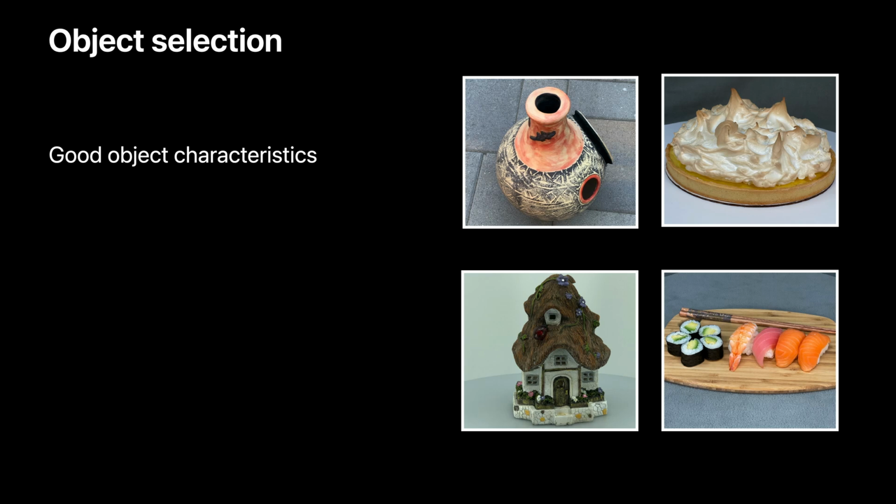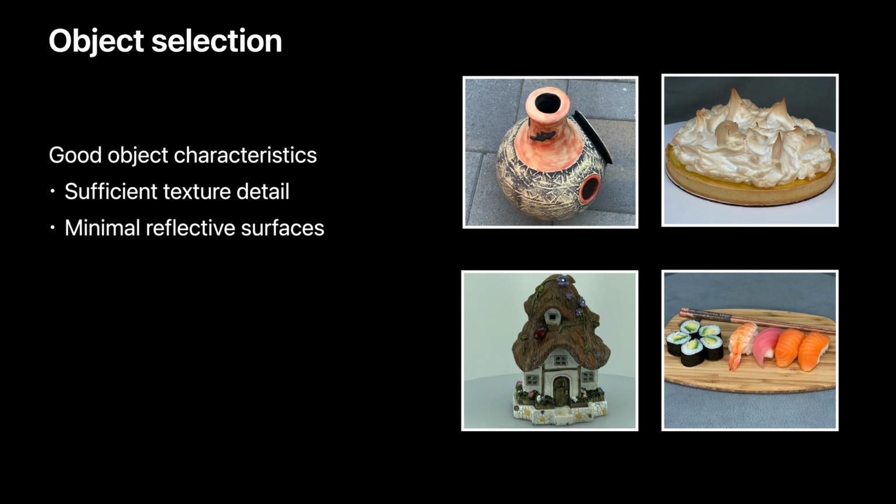The first thing to consider when doing a scan is picking an object that has the right characteristics. For the best results, pick an object that has adequate texture detail. If the object contains textureless or transparent regions, the resulting scan may lack detail. Additionally, try to avoid objects that contain highly reflective regions. If the object is reflective, you'll get the best results by diffusing the lighting when you scan.